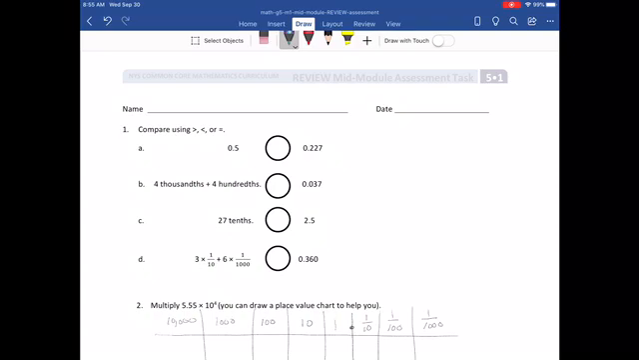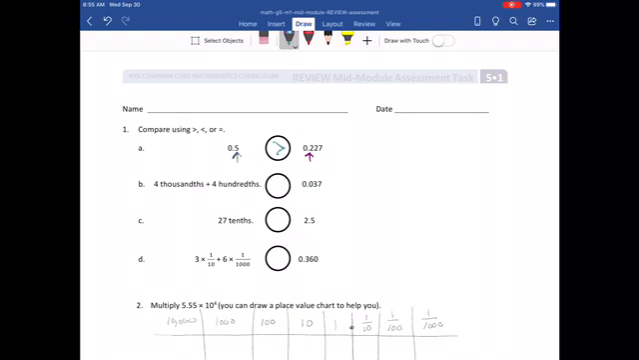So we are on the review for the mid-module assessment task, and I'm going to go over the answers. So we are going to compare all of these numbers using greater than, less than, or equal to. If we look at our tenths place here, we notice that 5/10 is bigger than 2/10. So this whole number is bigger than 227 thousandths. Remember, the bigger side of the inequality faces the bigger number.